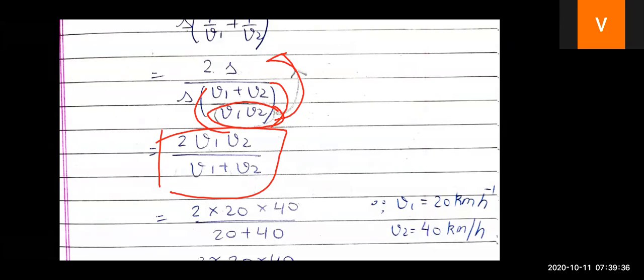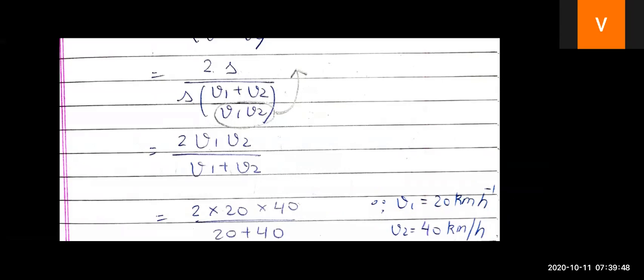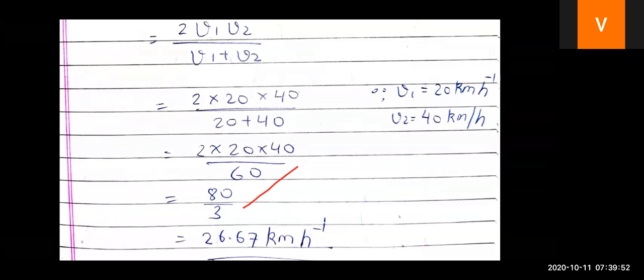Now we know the value of average speed. When he was going to school, the average speed was 20. So V1 is 20 and V2 is 40. Substitute these values over here and finally children, we will get the answer as 80 by 3, that is 26.67 kilometers per hour. I hope the numericals for average speed and average velocity are clear to you.